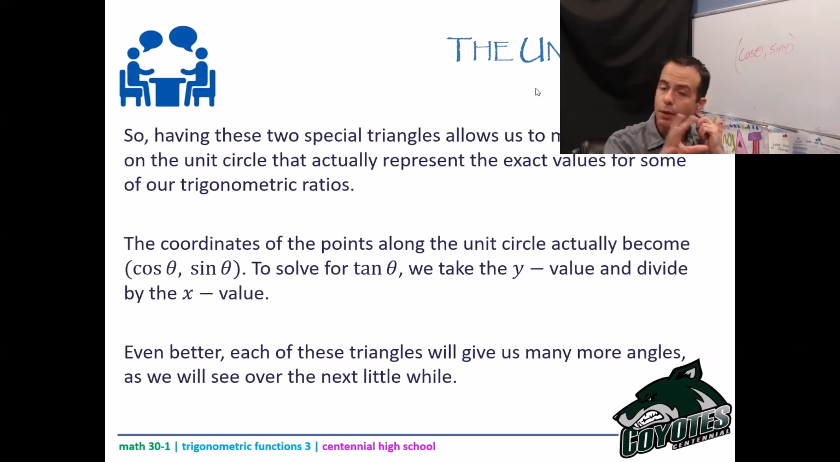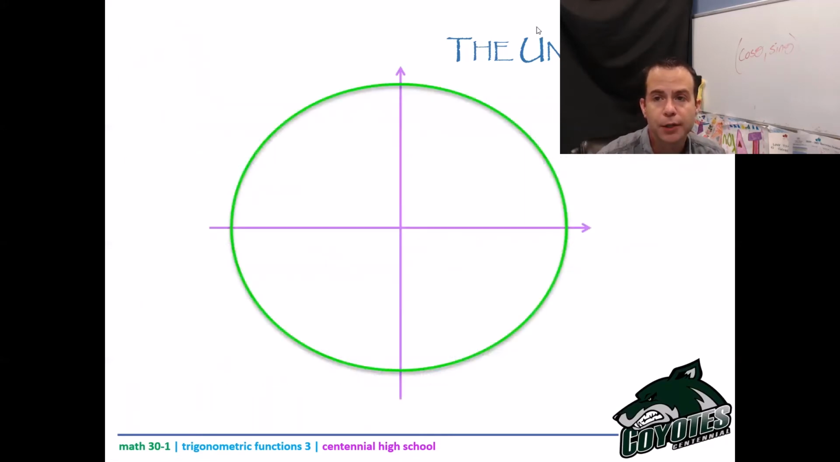But what we do when we build the unit circle is we're looking at a certain amount of special points where we can get those ratios as an exact value, okay? The coordinates of the points along the unit circle actually become bracket cos of theta comma sine of theta. And then to solve for tan of theta, we take the y value and divide by the x value. Even better, each of these triangles will give us many more angles, and we'll see that when we get into identities. Okay, so here we go.